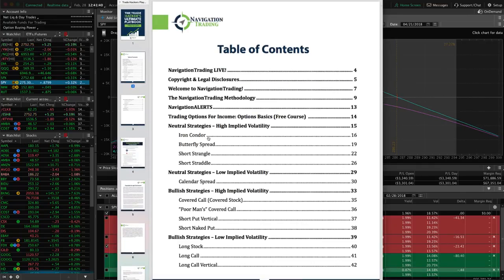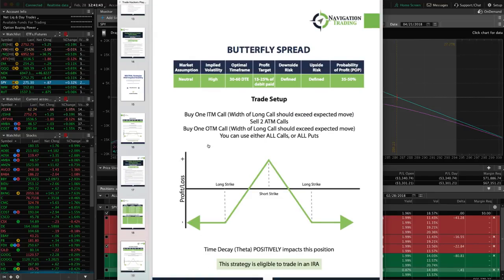And in this case, we're going to look at the butterfly spread. So a butterfly spread is similar to a straddle, except the difference is we're actually defining the risk. So our downside risk is defined. We know exactly what our risk is at order entry, as well as our upside. Okay, we're still putting these on in a market neutral assumption when implied volatility is high, still entering with 30 to 60 days to expiration. We're taking a profit target a little bit earlier, but fairly similar to a straddle, kind of in that 15 to 25% range. And we typically have a probability of profit between 35 and 50%.